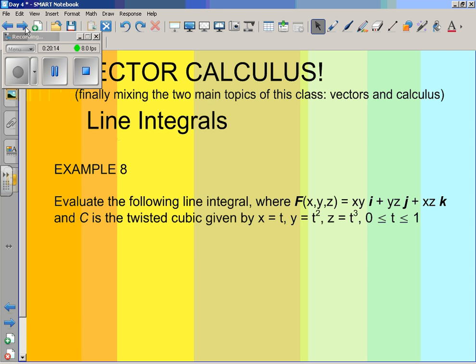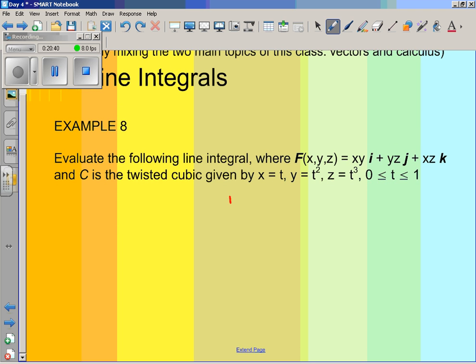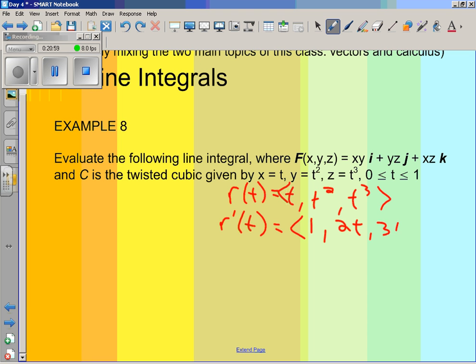So let's look at one more example in 3 space. Just notice here, now we have a function of 3 variables, x, y, and z, and the vector that's getting spit out has 3 components, an i, j, and a k component. Okay, so r(t) here is the twisted cubic, so it's t, t squared, and t cubed. And so r prime of t is going to be 1, 2t, 3t squared.